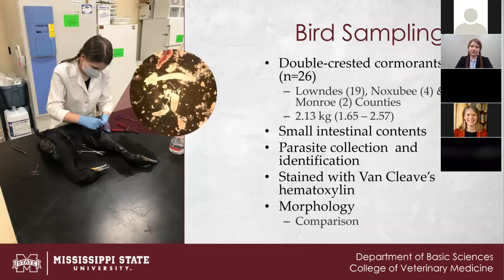So first, we screened the small intestinal contents of 26 double-crested cormorants for adult Hysteromorpha. We stained these adult specimens with Van Cleve's hematoxylin and then did a qualitative analysis of the morphology just to make sure that they fell in line with Hysteromorpha's type morphology. We also stained and assessed Metacercaria that were collected from fish back from that original Hysteromorpha outbreak that was noted by the Rosser lab in 2019.